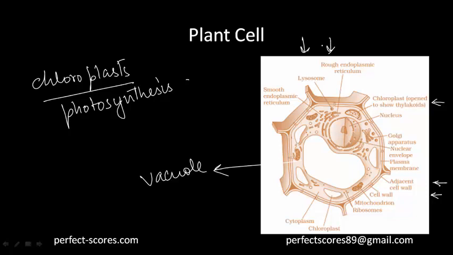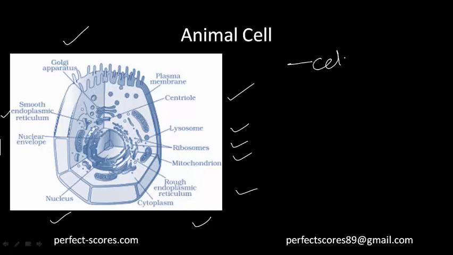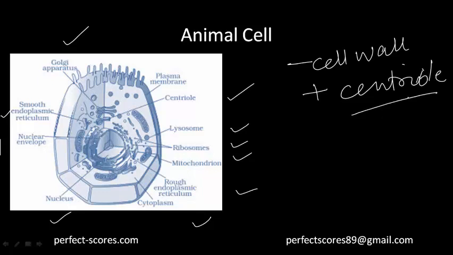Now the different one is the animal cell that you can see over here. It has a plasma membrane, it has a centriole, and all the other bodies are there: cytoplasm, nucleus, nuclear envelope. It has the endoplasmic reticulum, Golgi apparatus, but it does not have a cell wall. And it has a centriole. So in the plant cell, centriole is not there, cell wall is there. In animal cells, cell wall is not there, centriole is there.